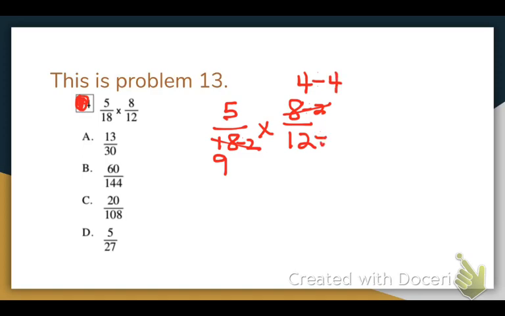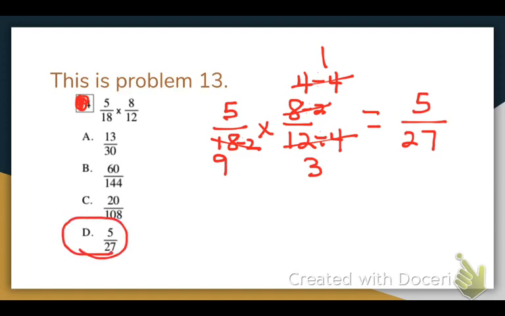4 will go into 12 3 times, so dividing both by 4, get 3. Now I have 5 is prime and 3 is prime, so I can't simplify, and 5 is not going to go into 9. So 5 times 1 is 5, and 9 times 3 is 27. The answer is D.